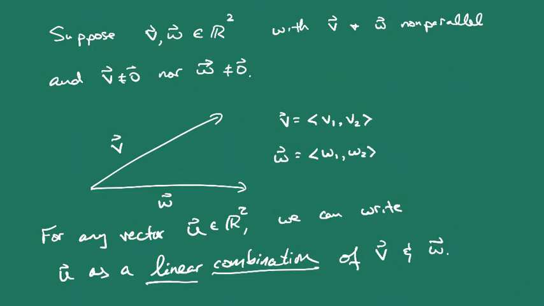Now, this term linear combination is a slightly new word. We've not used that yet. But basically, it's a generic term meaning we scale v and w and then add them together. So we can find some way of scaling v and w and adding them together to get any other vector u in the plane. Let's see how that works.